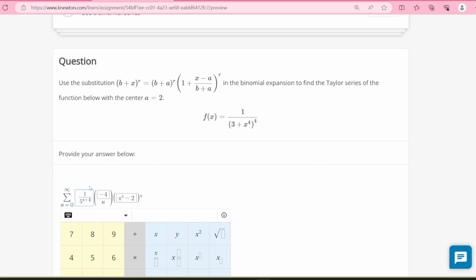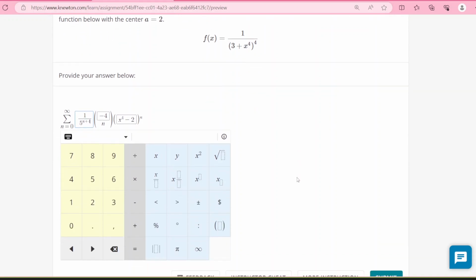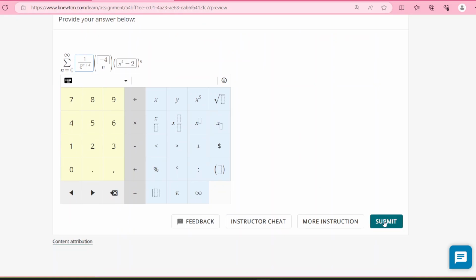So I'm putting that in the front box, right? So the front box is stuff not involving x. And the box in the middle here is for your r, right? -4, the power on the binomial. And this should be, wow. Again, if it's centered at 2, this should be x minus 2, not x to the fourth minus 2, but this is what comes up when the substitution is made. So I'm going to submit it and see what happens.